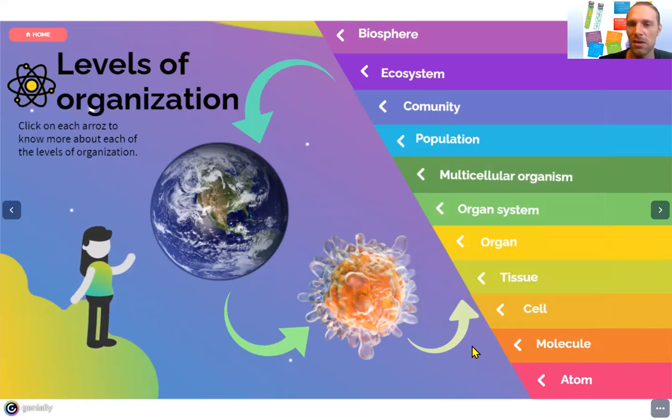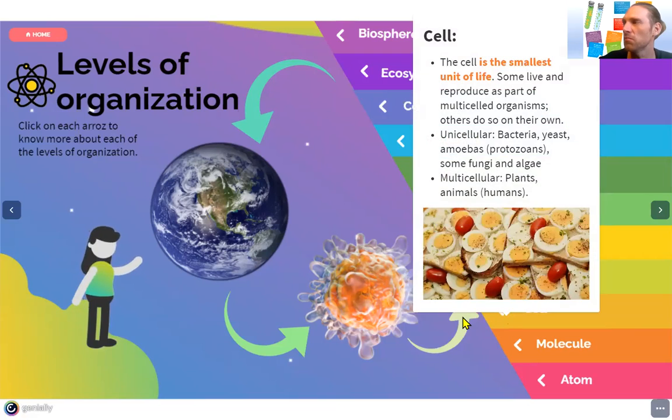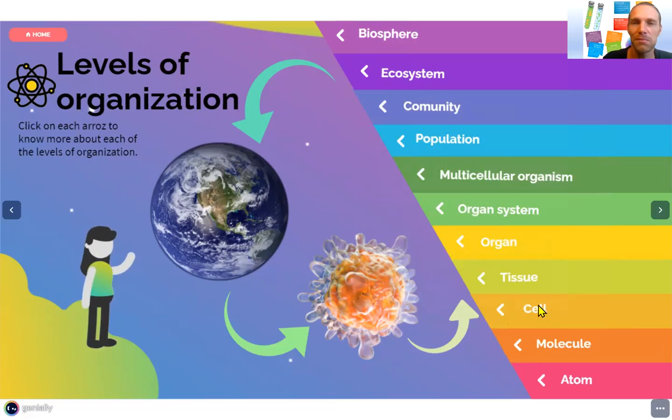Yeah, biochemistry, molecular biology, organic chemistry as well. Okay, so those are different things. The cell, okay, basically the cell is the smallest unit of life. That's basically what we say.